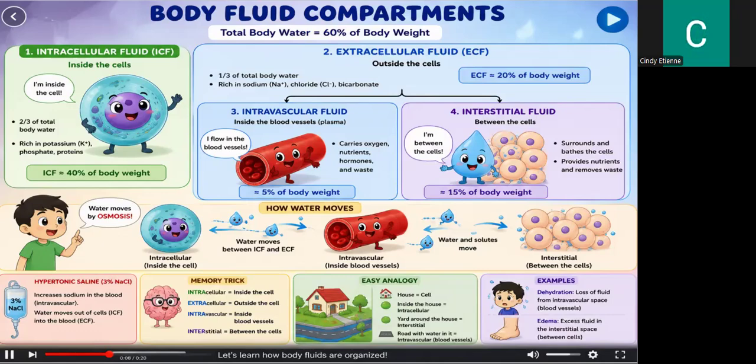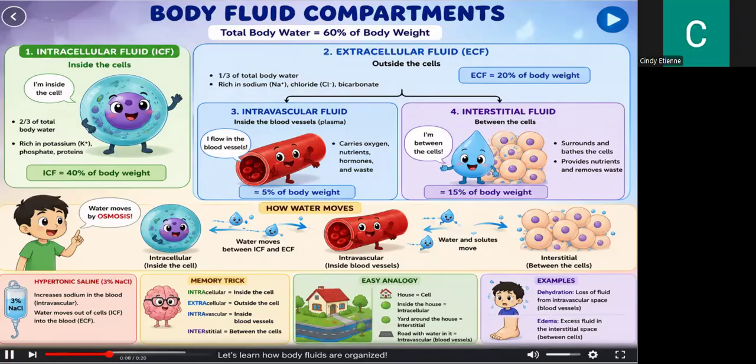The remaining one-third of body fluid is in the extracellular fluid, or ECF, which is the fluid outside the cells, making up about 20% of body weight. The main electrolyte that you'll see extracellularly will be sodium. Sodium has a partner and it's called chloride. And you'll also see bicarbs. It's divided into two parts. So extracellular has two components: intravascular fluid or plasma, which is the fluid inside the blood vessels, and it makes up about 5% of your weight, and it transports oxygen, nutrients, hormones, and waste products throughout the body.